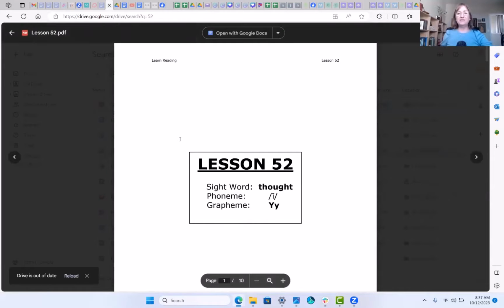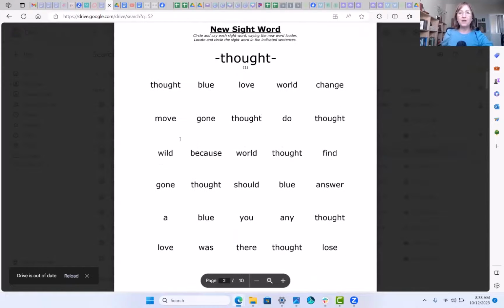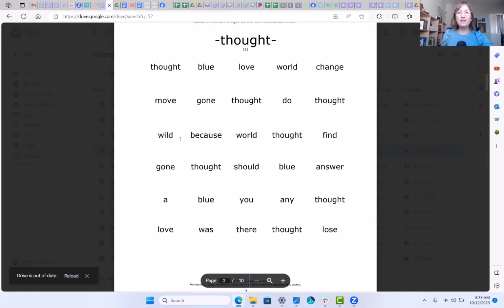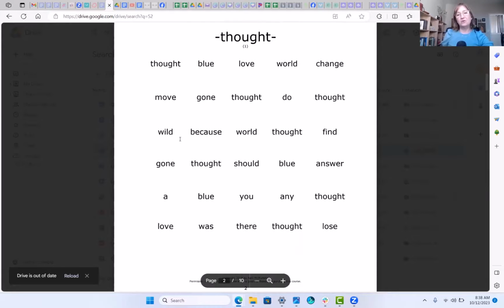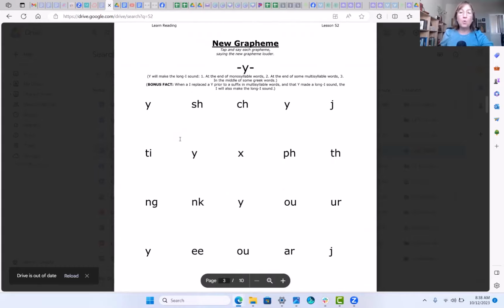Okay, here we are on lesson 52. Our sight word is thought. Thought, like I thought I knew that. Here are your sight words to practice. Your new grapheme is Y, and Y has several different sounds. In this lesson, it's going to be making the long I sound.